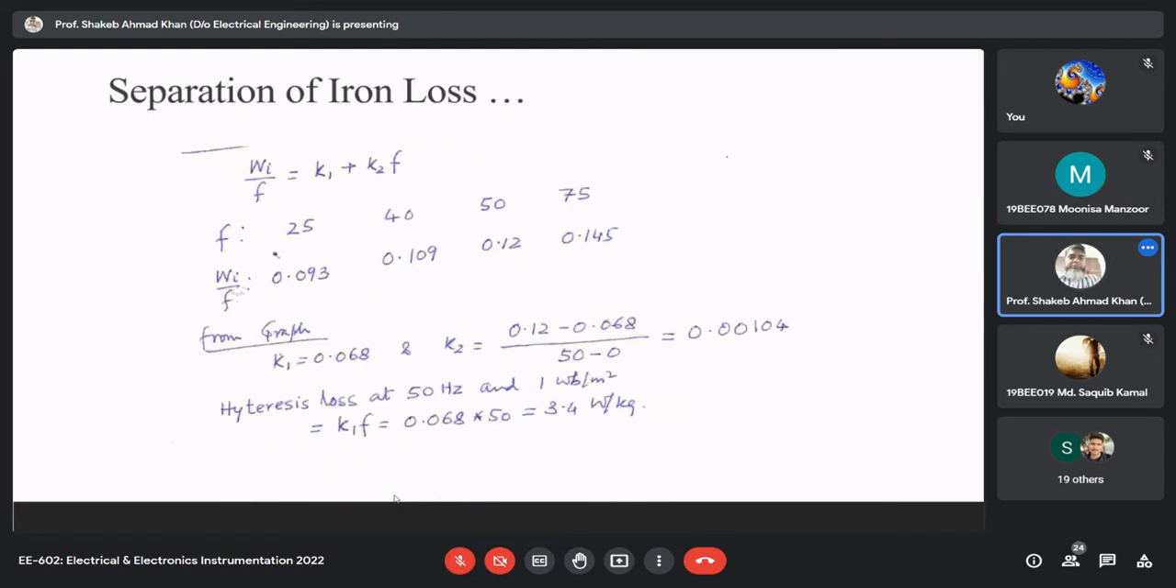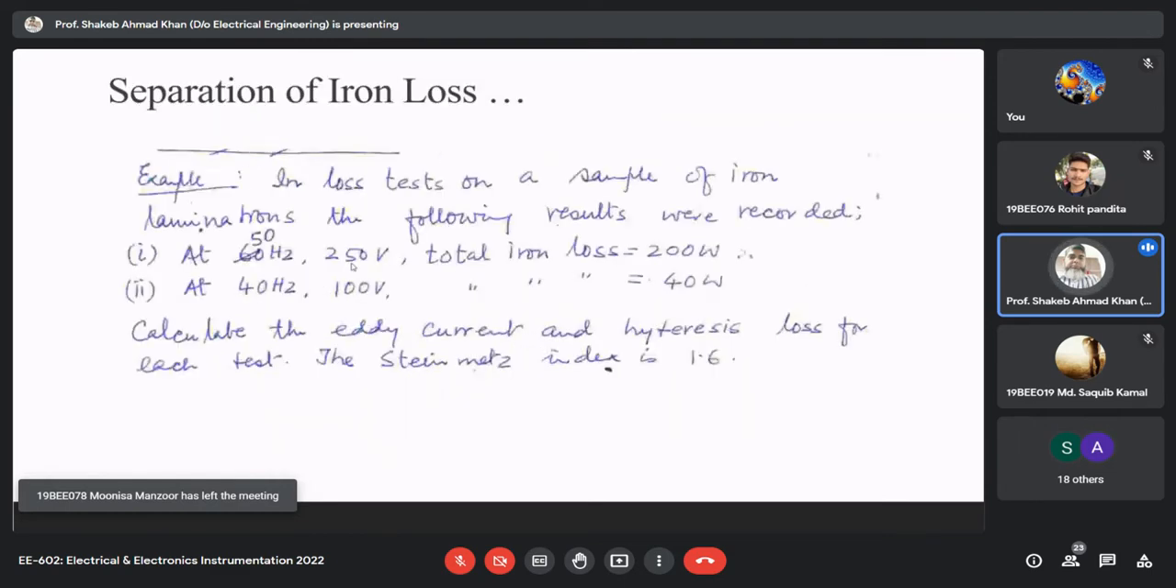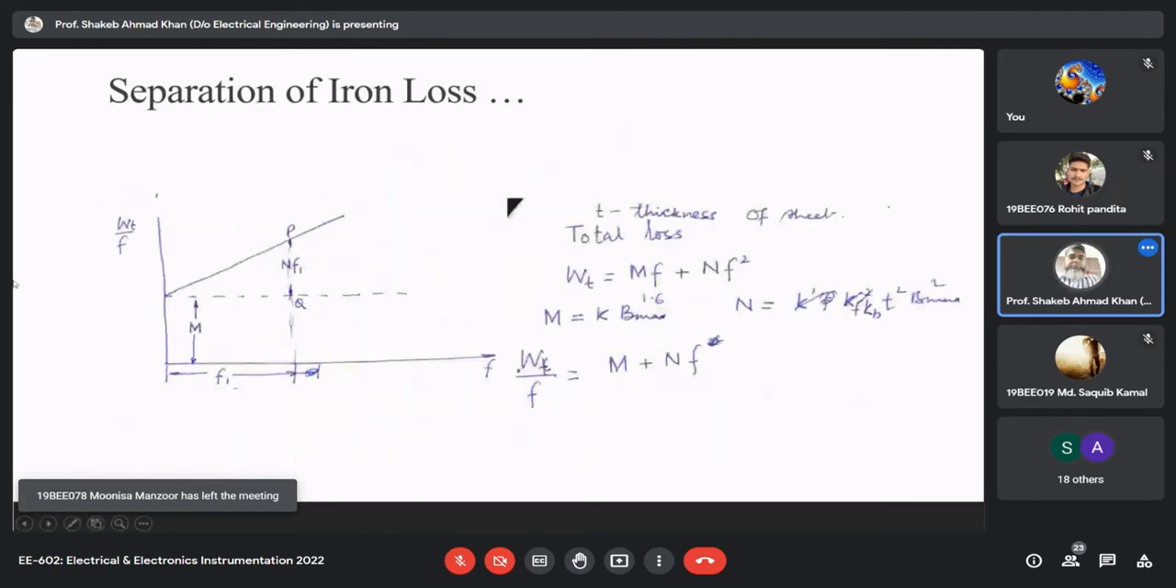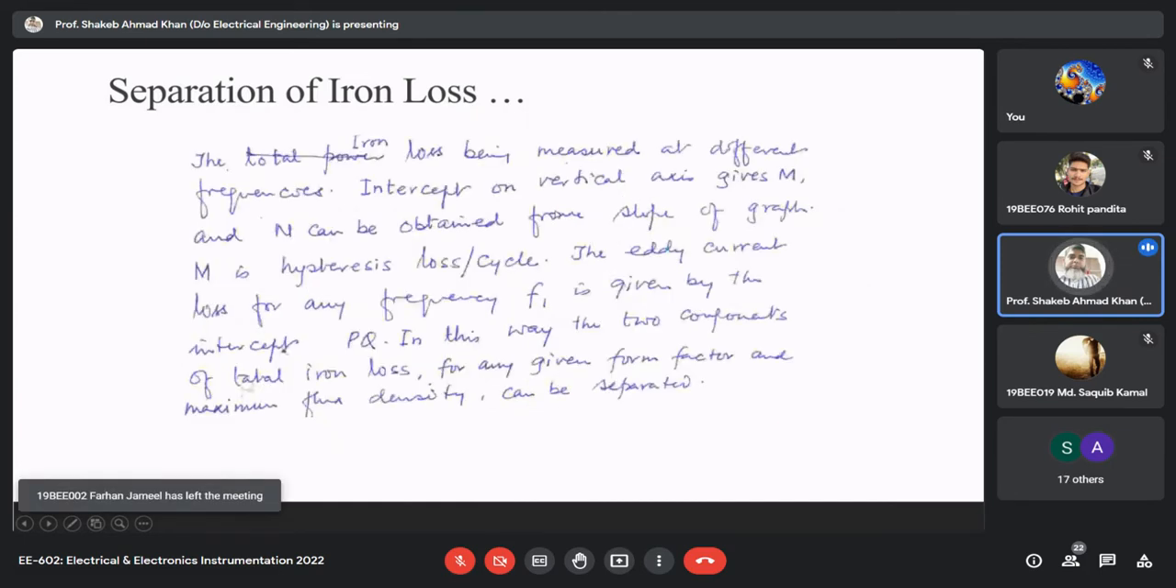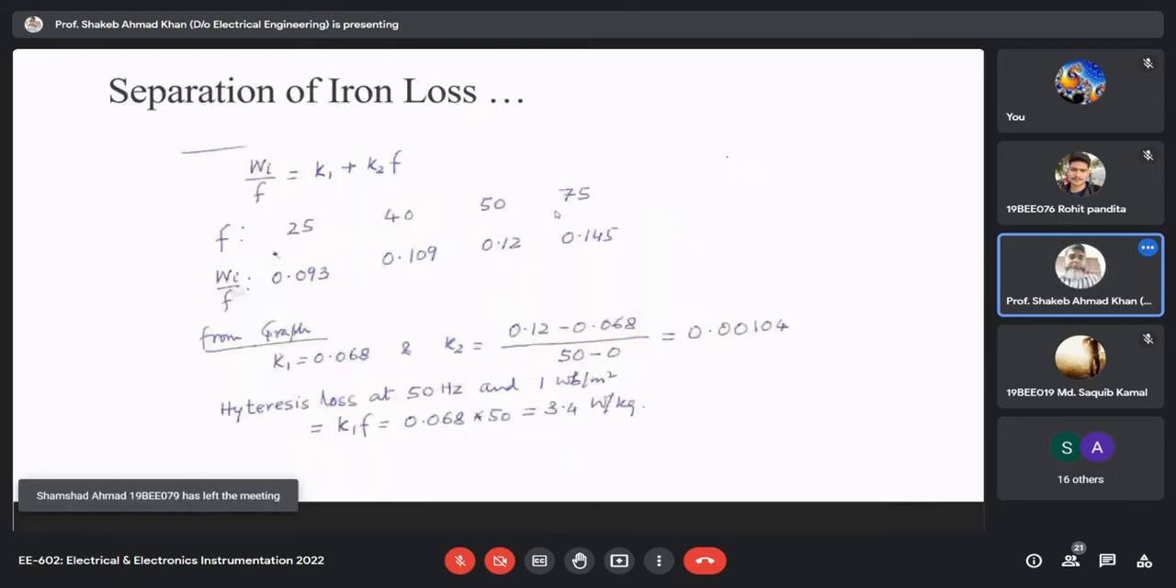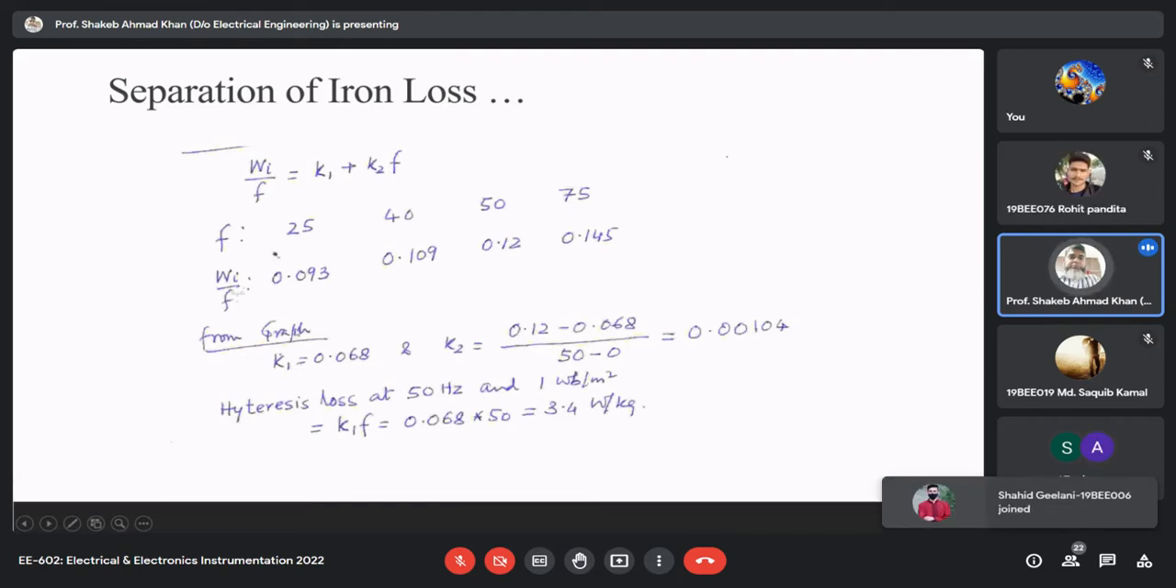Anyway, so this is how you will divide, and then you'll draw on the graph paper like this kind of trace you'll have on the graph paper. So from that graph paper you'll find M and N. So here you can see that from the graph we are getting K1 and K2, which I have taken.